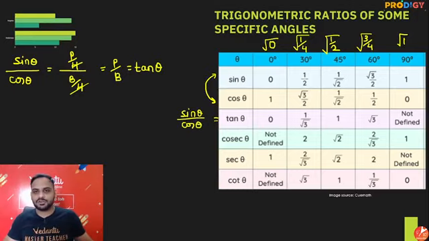1 by 2 upon root 3 by 2. 2 to 2 got cancelled. 1 by root 3. 1 by root 2 upon 1 by root 2 is 1. Root 3 by 2 upon 1 by 2. 2 to 2 got cancelled. Root 3. And 1 upon 0 is not defined.